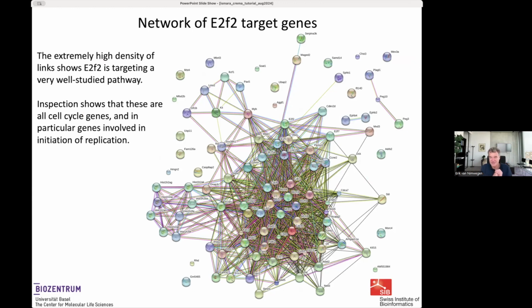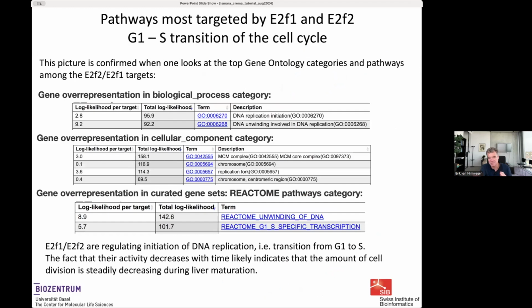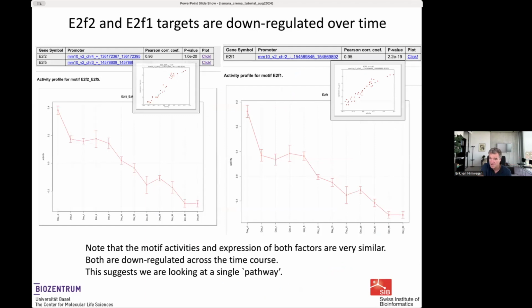If you look at it, you will see that these are all genes involved in the cell cycle, and in particular in the initiation of replication. If you look at this in more detail, also with these GO categories, you will see that these targets are regulating initiation of DNA replication, that is the transition from G1 to S of the cell cycle. The fact that their activity goes down with time basically tells you that the amount of proliferation of the cells through this developmental time course is systematically decreasing with time.